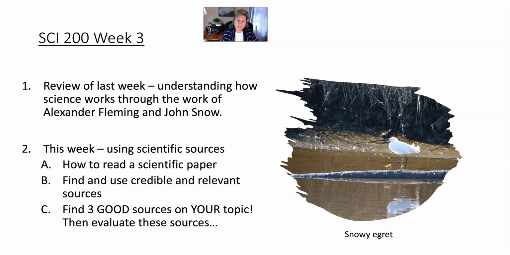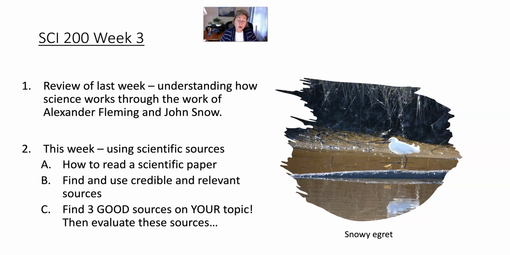How do you find them? PubMed, P-U-B-M-E-D. PubMed is probably the largest database of scientific papers in the world. And you can go there and search for anything. Another really good source is Google Scholar. So you will find scientific papers in those two places. And of course, you can do that through the Shapiro Library.